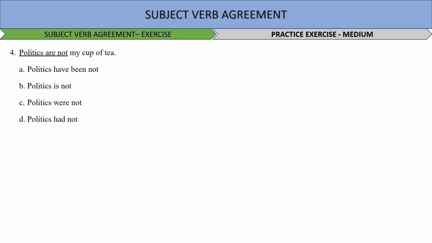Politics have been not, politics is not, politics were not, politics had not. So here politics, though a noun in plural form, takes a singular verb. It will not take a plural one. You see this one is a plural one, this is a plural one, this is a plural one, and this is a past one. So we are only left with one option, which is politics is not.